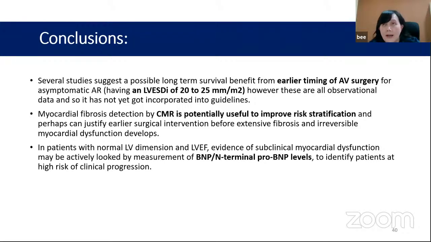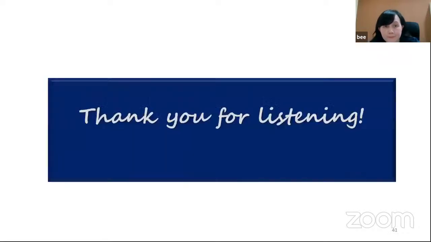Myocardial fibrosis detection by CMR can potentially be used to risk stratify patients having severe aortic regurgitation, and perhaps can justify earlier surgical intervention before extensive fibrosis and irreversible myocardial damage develop. And then BNP and NT-proBNP levels can also be used to follow up patients, essentially to identify patients at high risk of clinical progression. Thank you.